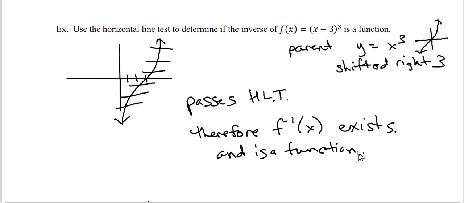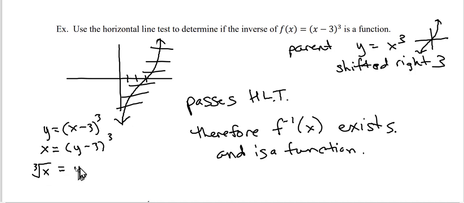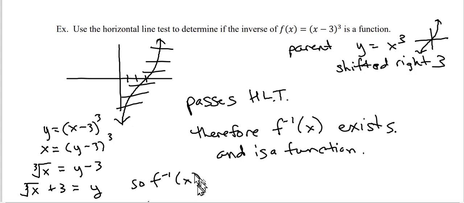We could try and find it. Let's do it. y equals (x minus 3) cubed. Switch the variables: x equals (y minus 3) cubed. Cube root both sides. Remember, when you cube root or any odd root, you don't need the plus or minus. And then add 3 to both sides. So f inverse of x is the cube root of x, plus 3.